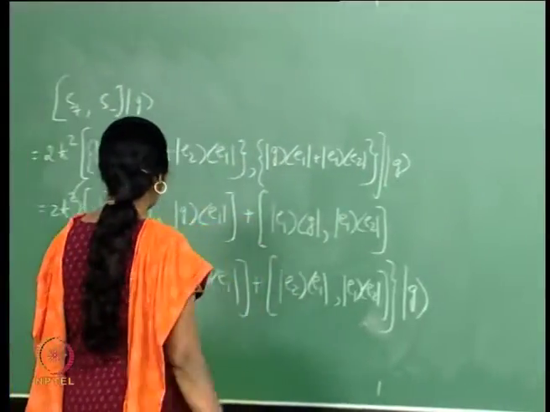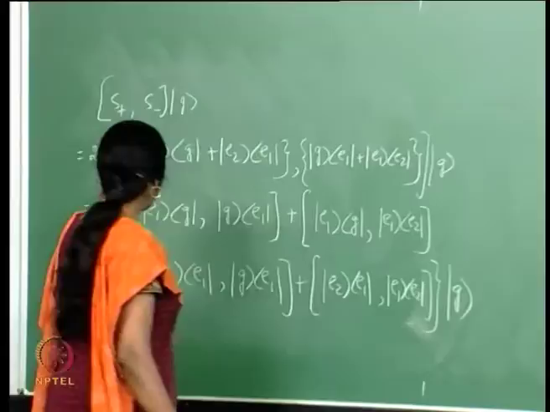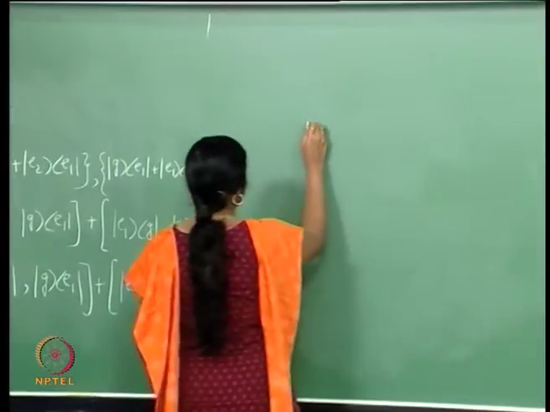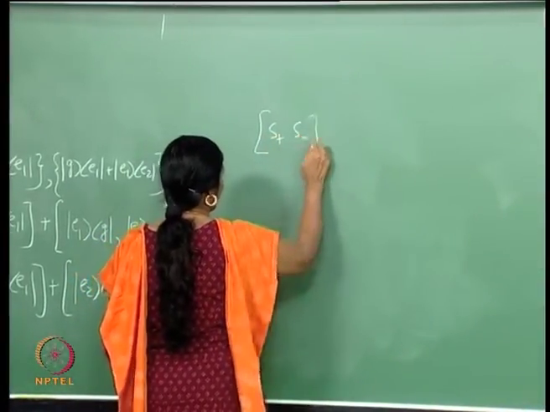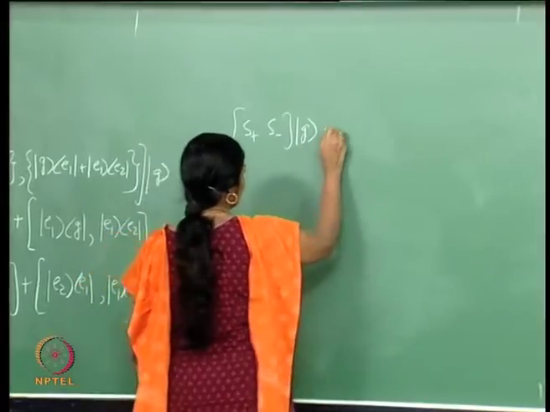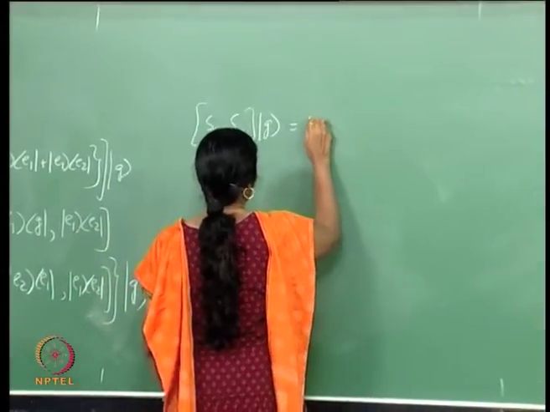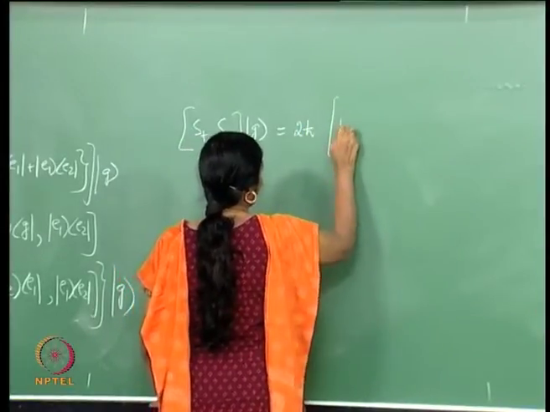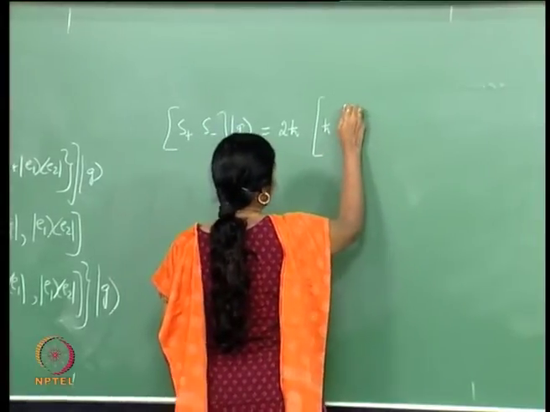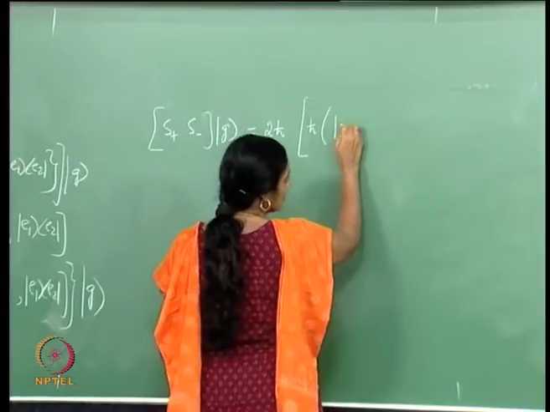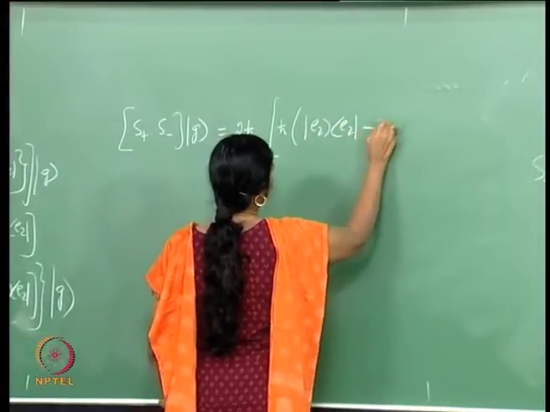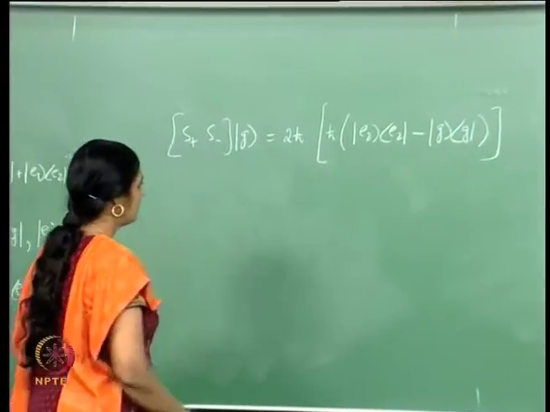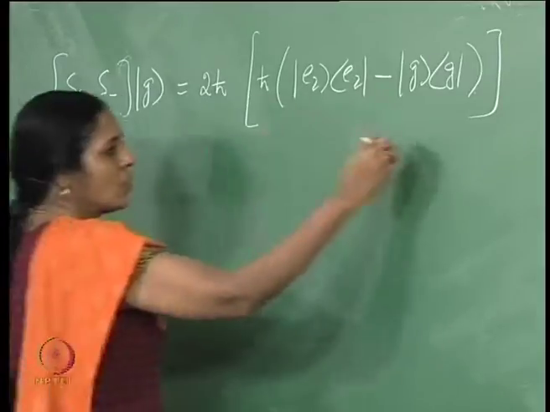I could have chosen any basis state. This can be simplified. I leave it as an exercise to work this out, and you will show that the commutator of S plus S minus acting on G is simply the same as 2H cross Sz, where I identify Sz as H cross times E2E2 minus GG. This whole thing acts on G.